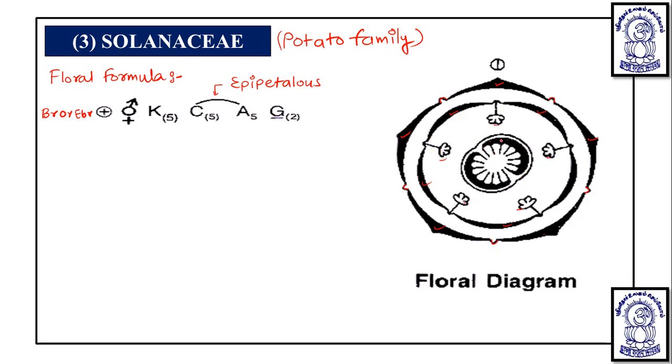And in gynoecium, a bicarpellary ovary is there. You can see two locules are present. Why? Because it is a bicarpellary ovary. And here this is the placenta, and this placenta is swollen, and on this the ovules are arranged. These are the ovules, and they are arranged on this swollen placenta. Okay, so this is the thing.